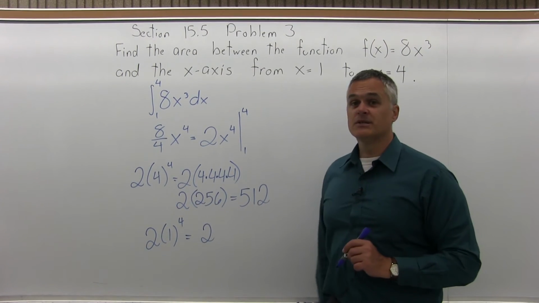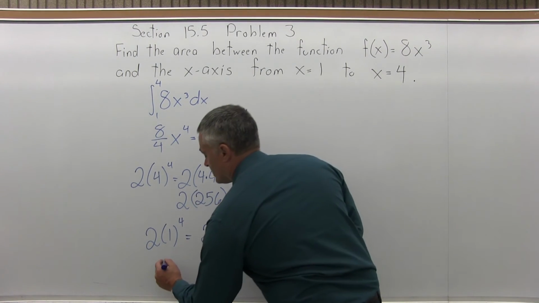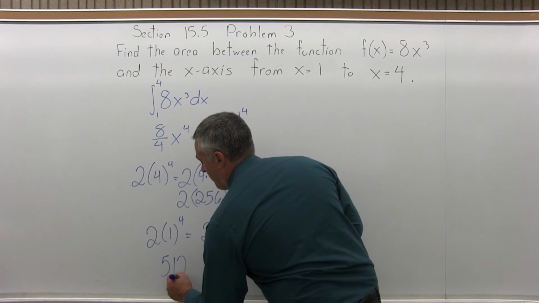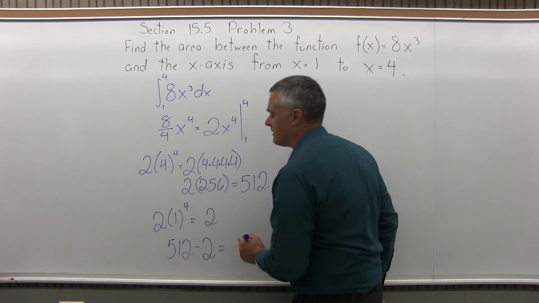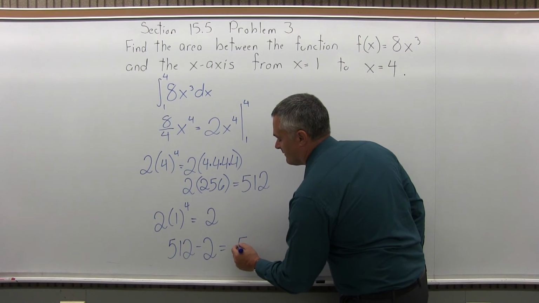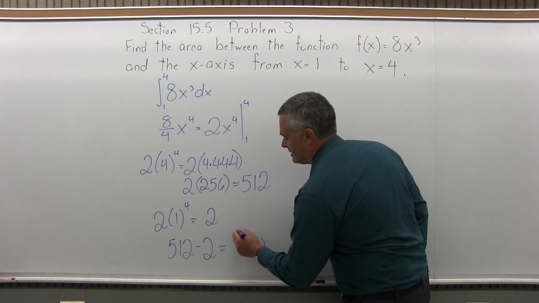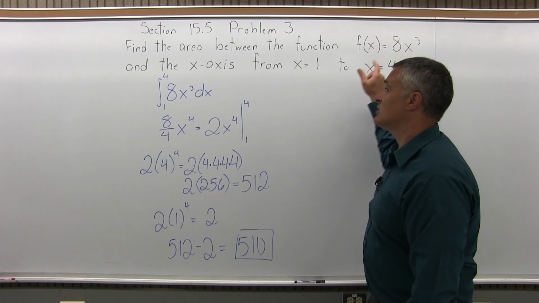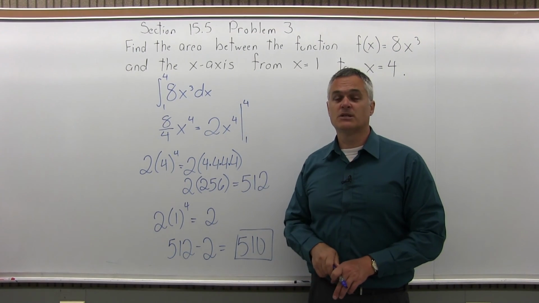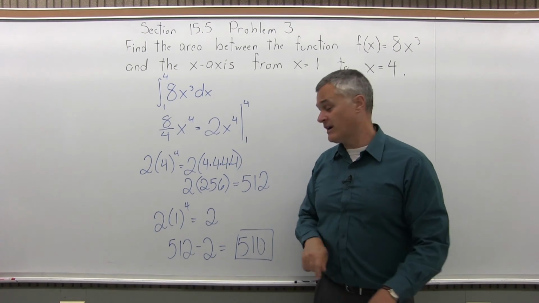And the final step is subtract our result from step 2, which is 512, minus our answer from step 3, which is 2. So I have 512 minus 2 will be 510. So that's telling me that the area between the function f of x equals 8x cubed and the x-axis from x equals 1 to x equals 4 is 510.